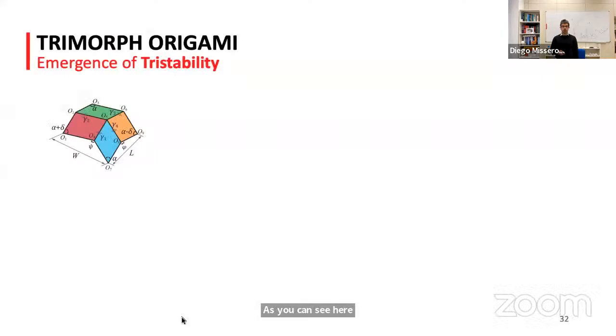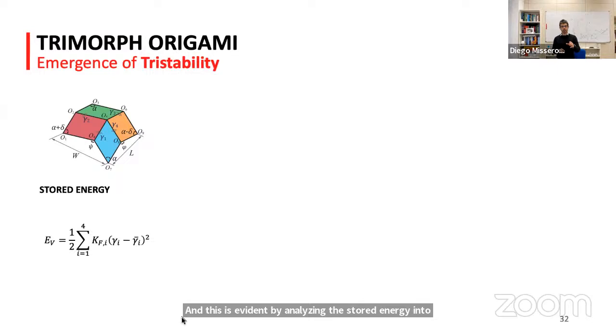Now let's move on to speak about another property of this trimorph pattern. Usually, in the literature, the term multistability is used as a synonym of bistability. But in this case, the intrinsic geometry of the trimorph origami allows for the first example of tristable origami. And this is evident by analyzing the stored energy in the system. And to do this calculation, we assume the hypothesis of rigid origami. So it means that all the stored energy is inside the creases.